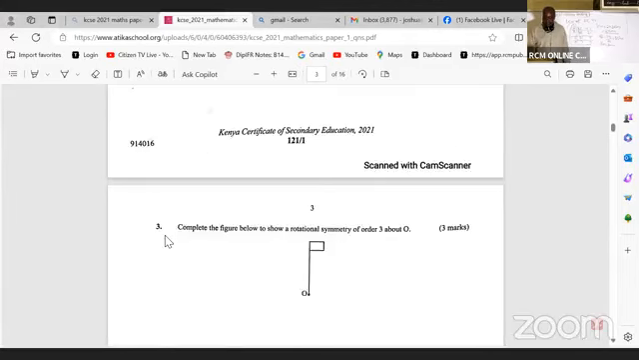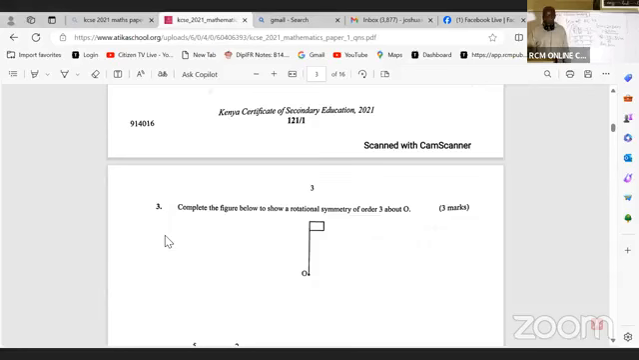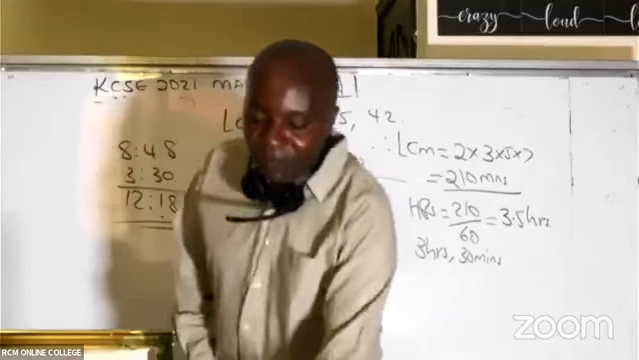Ladies and gentlemen, if you allow me, I'll take you to something very interesting, still using maths. Look at number 3. Complete the figure below to show a rotational symmetry of order 3 about O. I know the Form 1 students will be disadvantaged because rotational symmetry is in Form 2. But it's a very easy thing. This is even supposed to be a primary class 4 thing.